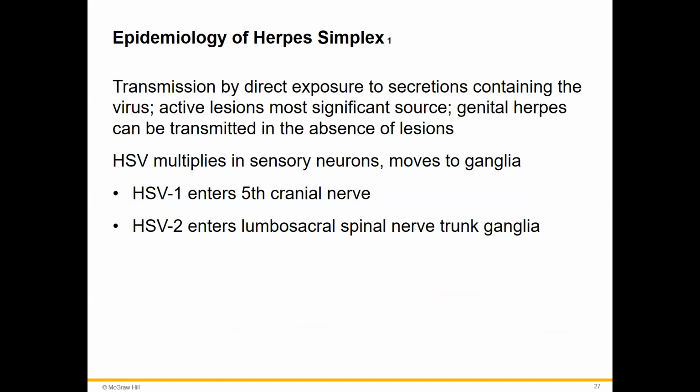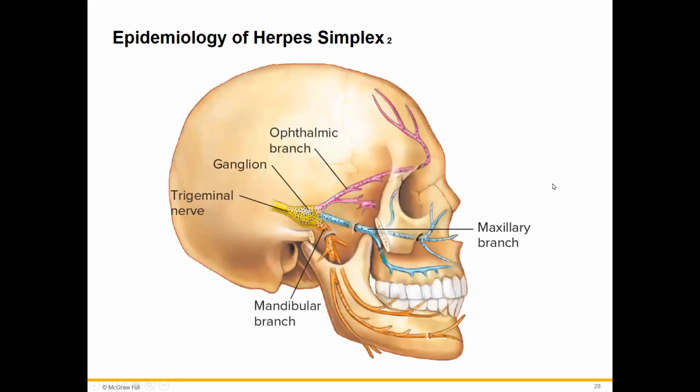We already talked about transmission. Really, the multiplication of HSV occurs in the cells of the sensory neurons. So if we're talking about what cell it's looking to bump into to actually be absorbed through and replicate within, sensory neurons is the cell it likes to absorb into and replicate. It'll then move to the general ganglia location. HSV1 typically gets in through the cranial nerve, trigeminal. HSV2, the lumbosacral spine, so the spinal nerve trunk ganglia. And we can see where that is, trigeminal nerve and then the ganglia here.